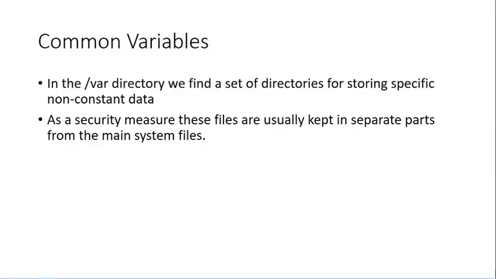Common variables. It is one kind of directory where you are going to store non-constant data. For this purpose, you are going to use it as a security measure. These files are usually kept in a separate part from the main system files, so we can keep a close eye on them and set strict permissions when required. A lot of these files also need more permissions than usual, like var temp. It is also a temporary directory which the operating system uses to store some unnecessary file information.